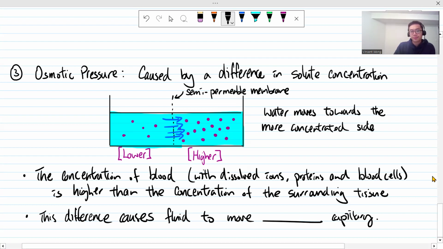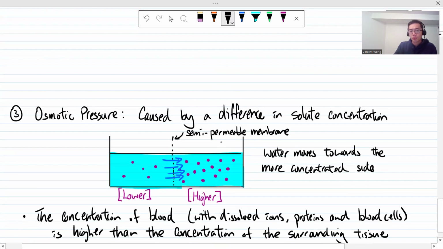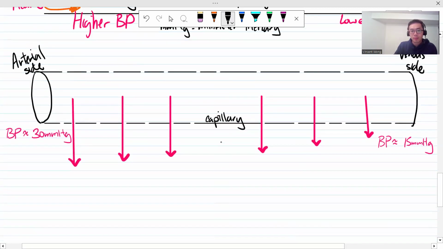Do you guys understand? Let me move in. Move in, yeah, move into. That's right, move into the capillary. Okay, let me show you on this. I'll let you copy in a second.